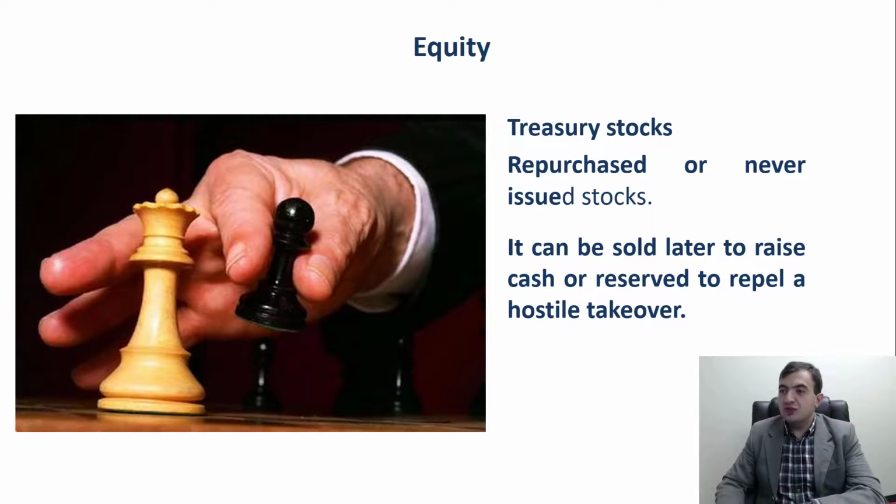Or, having those treasury stocks unlisted protects the company from hostile takeovers. So having those treasury stocks guarantees that nobody will go and take over the company. But also, having those treasury stocks gives some flexibility. If the company is in need of cash, they can sell them and raise some cash money. So having treasury stocks also is a good signal.